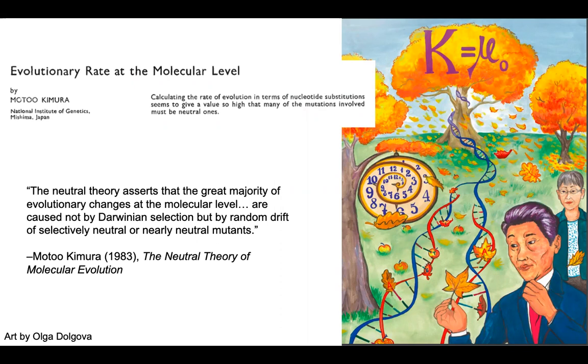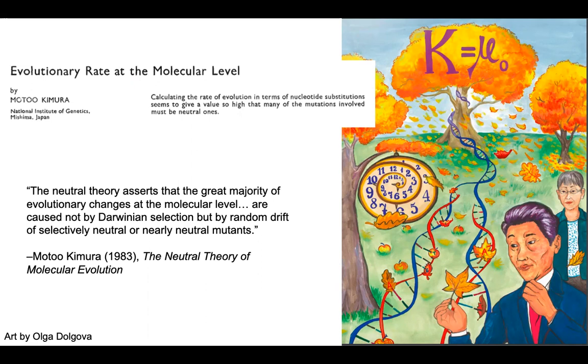This claim and the subsequent papers that followed would make up what became known as the neutral theory of molecular evolution. In his 1983 book by the same name, Kimura defines his theory thusly: The neutral theory asserts that the great majority of evolutionary changes at the molecular level are caused not by Darwinian selection, but by random drift of selectively neutral or nearly neutral mutations.